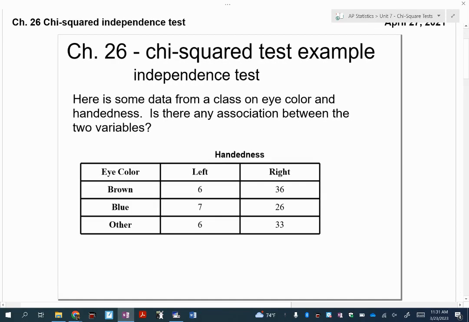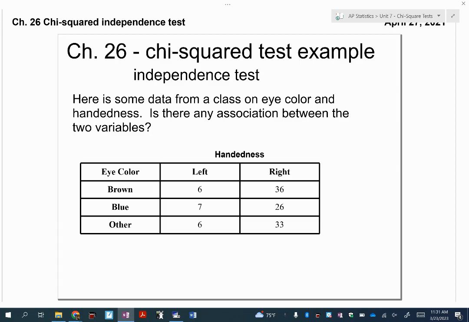All right, so we have a two-way table. What are the two variables we're looking at in this table? Eye color and handedness. Very good. So dominant hand and eye color. We want to see if there's a relationship between these two categorical variables. So we're going to run a chi-square test for independence.